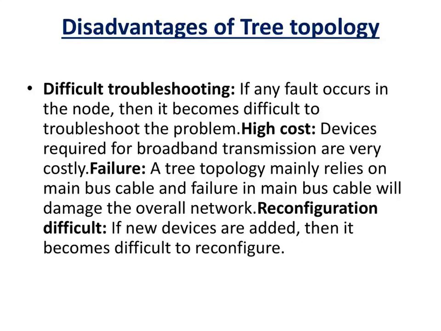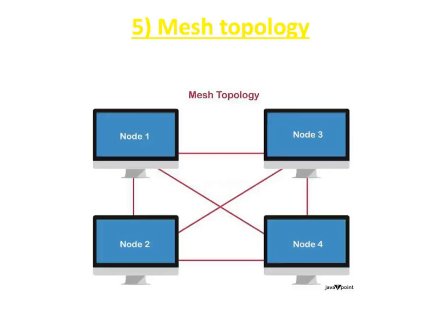Mesh topology is mainly used for WAN implementations where communication failures are a critical concern. Mesh topology is mainly used for wireless networks. The number of cables in a mesh topology can be calculated by the formula: number of cables = n*(n-1)/2, where n is the number of nodes that represents the network.